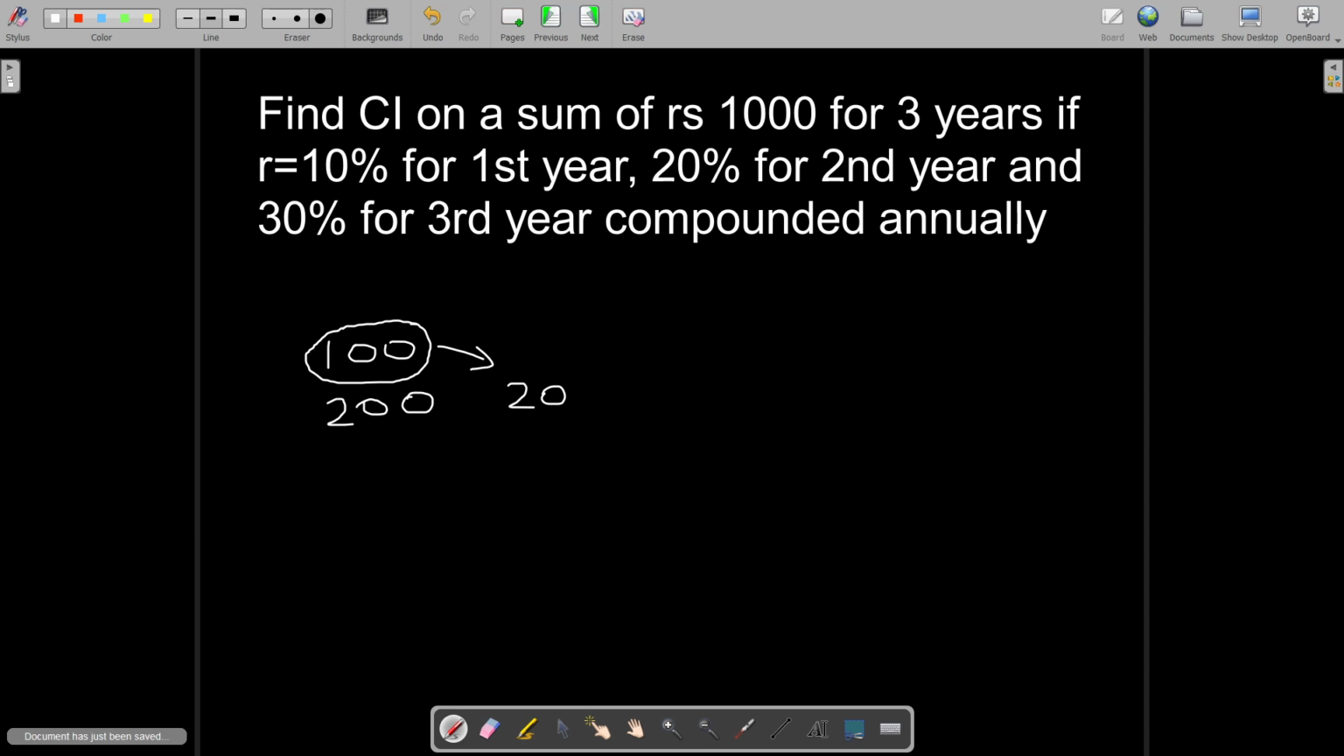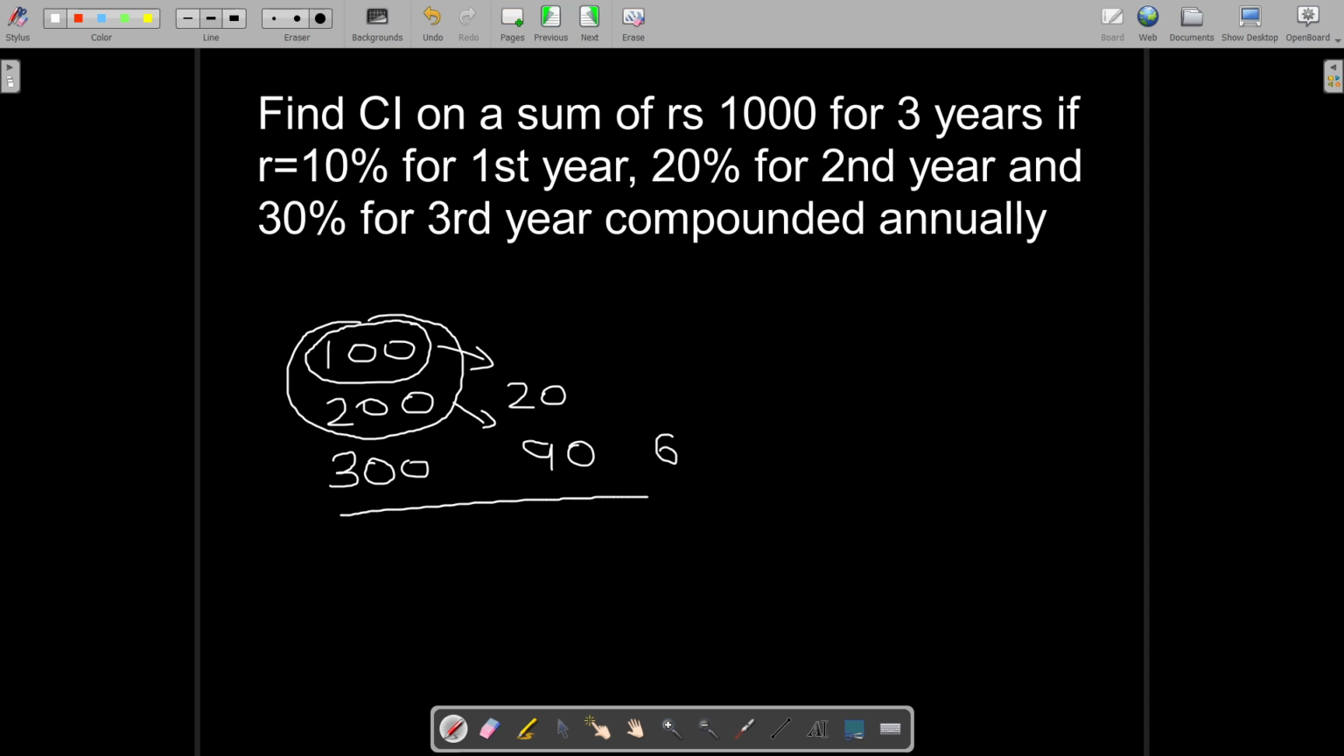For the third year, you will get an interest on the principal. For the third year, 30% is the rate of interest. On previous interests of ₹300, you will get an interest of ₹90 for the third year, because 30% of 300 is 90, and this 20 will give you an interest of ₹6 for the third year. The rate of interest for the third year is 30%, giving you a total of 716 rupees in interest.